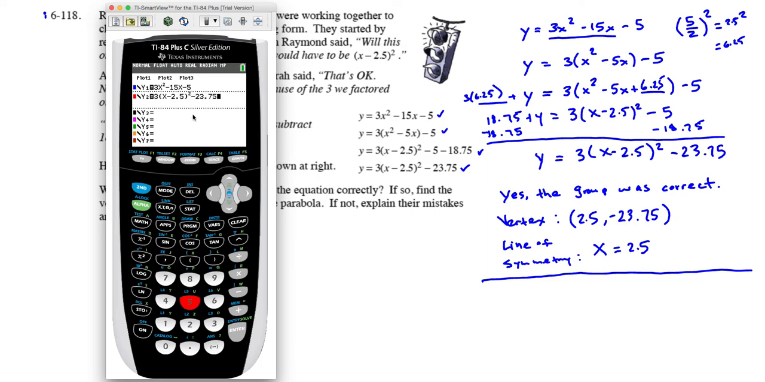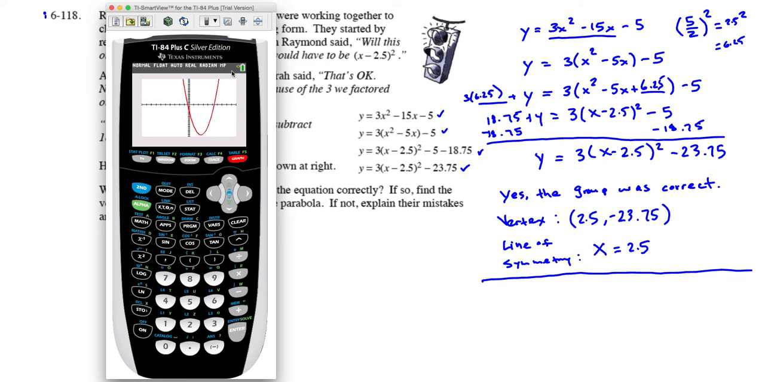So that's where our vertex is at. Let's change our window a little bit. We'll do pretty much the standard for most of it. Let's make our y min negative 25. Our y max doesn't really matter. Let's do 20. And then let's graph it and see if it fits. There it is, and let's see if the other one's directly on top of it.